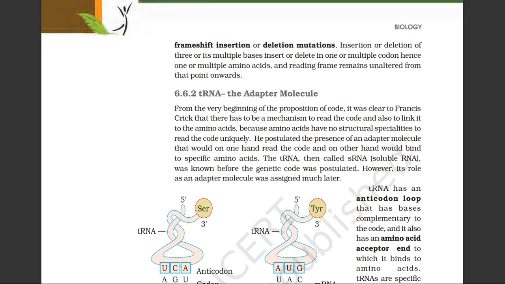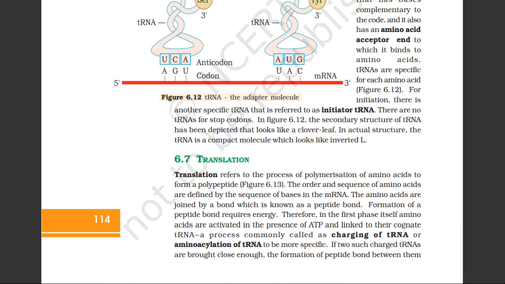tRNAs are specific for each amino acid, figure 6.12. For initiation, there is another specific tRNA that is referred to as initiator tRNA. There are no tRNAs for stop codons. In figure 6.12, the secondary structure of tRNA has been depicted that looks like a clover leaf. In actual structure, the tRNA is a compact molecule which looks like an inverted L.